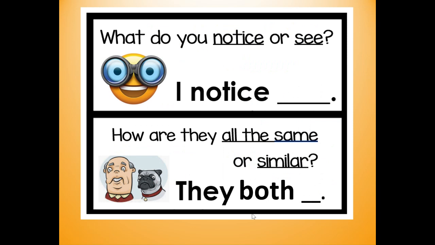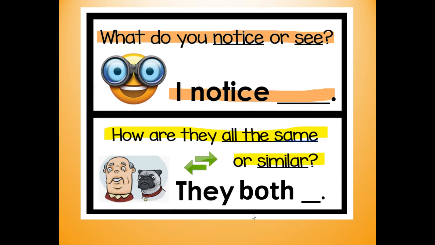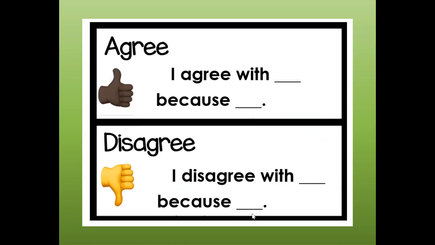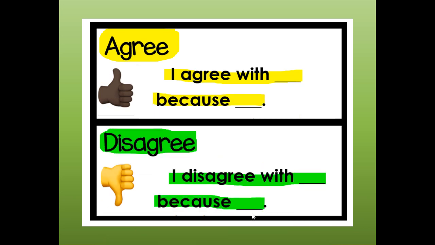I'm going to ask you these same questions for each pair of pictures. What do you notice or see? And you're going to say, I notice or I see. Then I'm going to ask, how are they all the same or similar? And you'll say, they both, and tell me how they're the same or similar. If you have a partner at home, or just if I'm your virtual partner, you can say, I agree with you, Mrs. Pearson, because, and tell me why, or I disagree with you and tell me why.